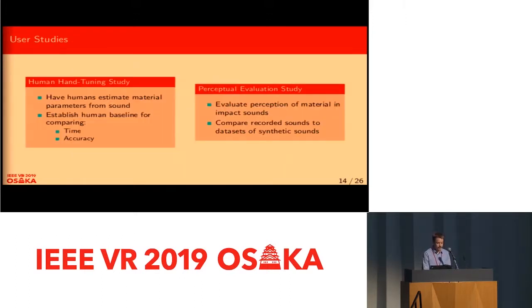For validation, we performed two user studies, the first being a human hand-tuning study in which we had human subjects perform the same parameter estimation task that our automated method performs. And this was used to establish a human baseline for comparison. We also performed a perceptual evaluation study in which subjects evaluated their perception of material of various impact sounds in order to compare a recorded reference dataset to datasets of synthetic sounds.